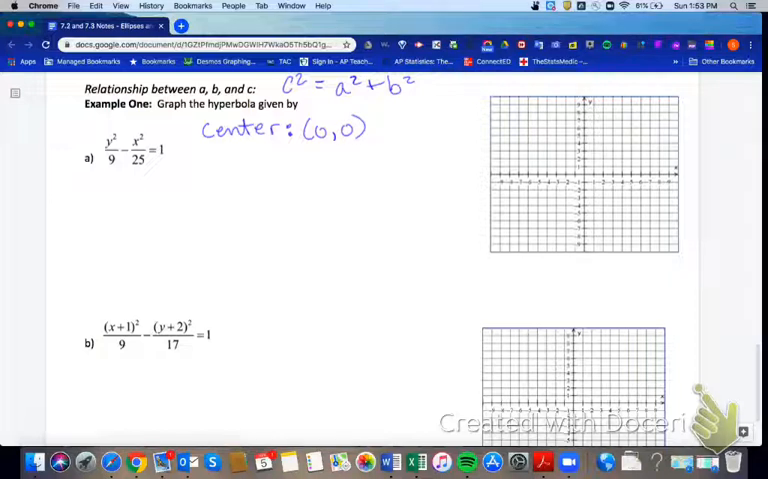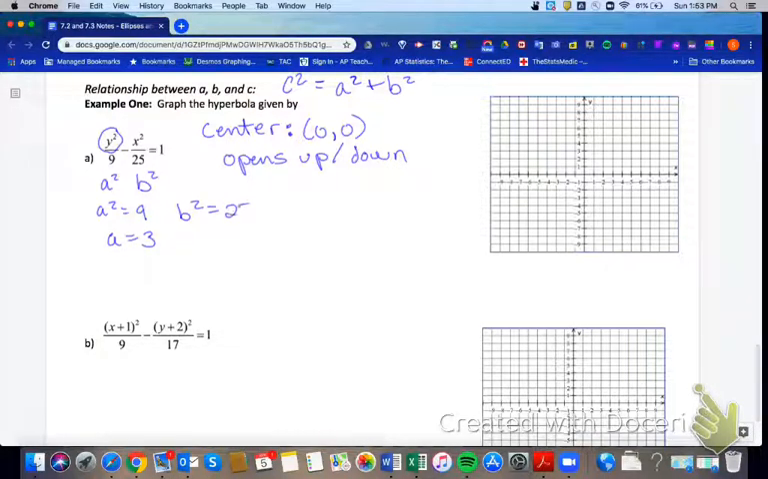For this one, we always look to see which variable, x or y, comes first in the equation. This time, y squared comes first. That tells us this hyperbola opens up and down. A squared always comes first. B squared always comes second. So a squared is 9. Therefore, a equals 3. B squared is 25, therefore b equals 5.